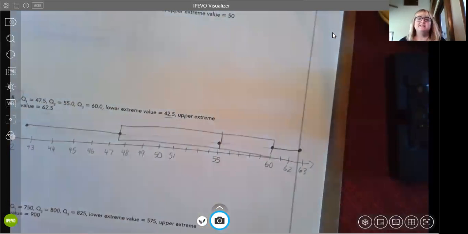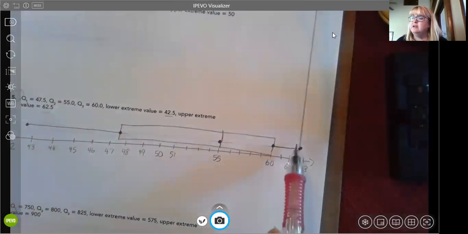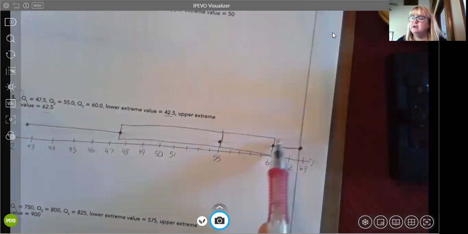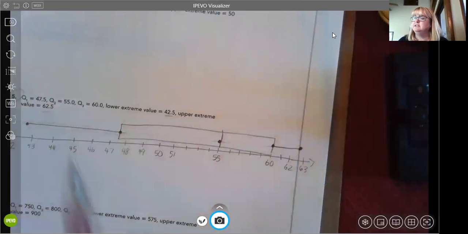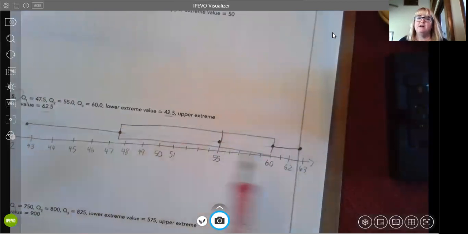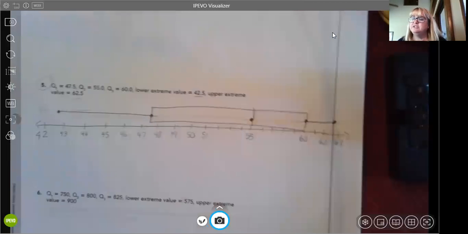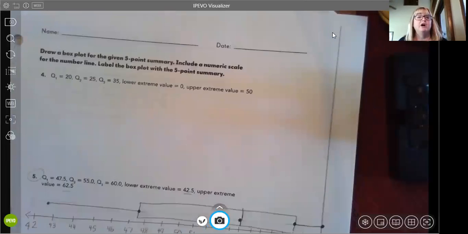So what this tells us is, remember, this divides our data into quartiles, and there are just as many data points here as there are here. So my data is really clustered here, and it's clustered here, and it's a little more spread out over here. So this gives us a sense of the spread of our data. So that's 5.